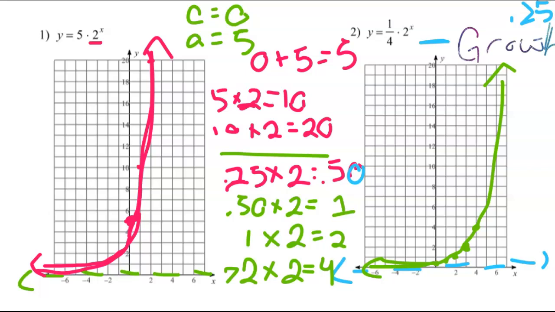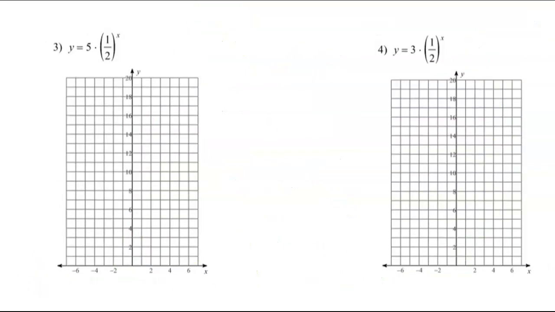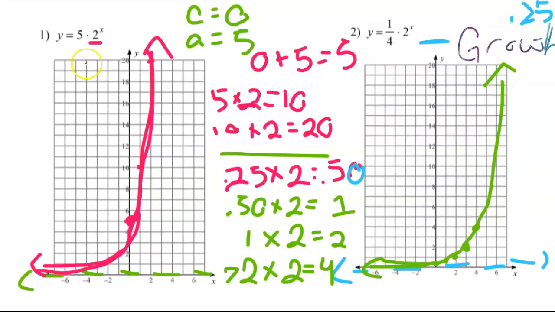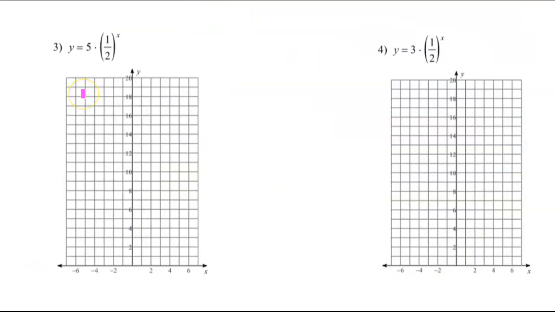The next graphs we're going to look at are decays. The way that I can tell that is by looking at my B value. If my B value is bigger than 1, then I'm going to have a growth. If my B value is less than 1, a proper fraction, then I'm going to have a decay, and my graph is going to end up going towards the asymptote. So for both of these, our asymptote is still 0.